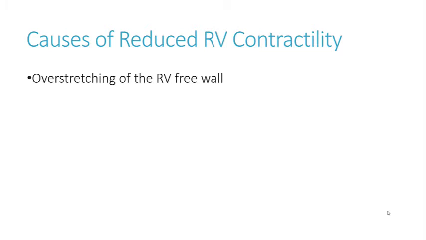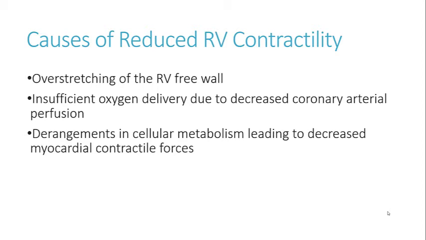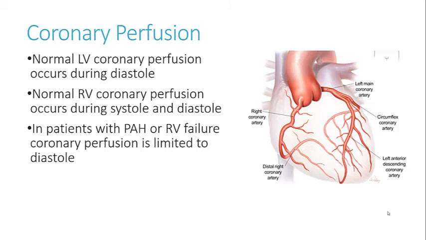So we talked about some of the causes of reduced contractility, which are overstretching or increased preload. And then we're going to talk about coronary perfusion, and then some other derangements in cellular metabolism. Coronary perfusion is different between the right ventricle and the left ventricle. In the left ventricle, it occurs during diastole because of the increased pressures in the LV during systole. The coronary perfusion is low, and then as the left ventricle relaxes, blood can flow into the coronaries for the left ventricle.